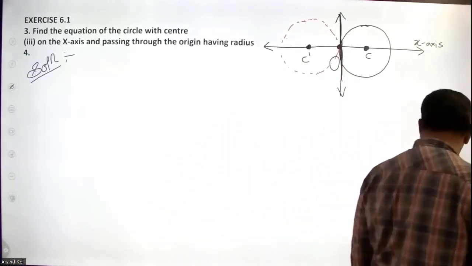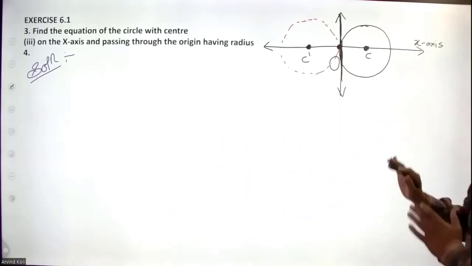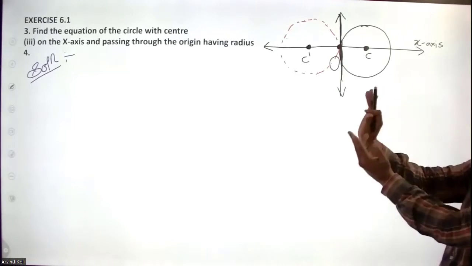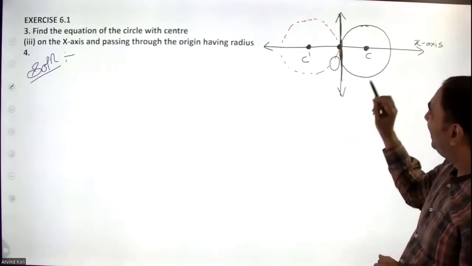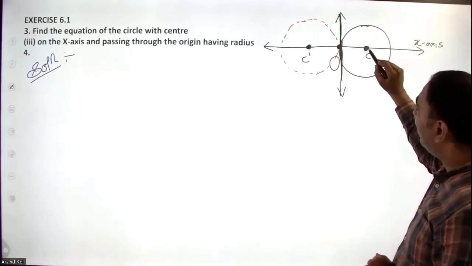समझ रहे हैं? आई होप यू आर अंडरस्टैंडिंग दिस पार्ट. तो सेंटर या तो राइट में हो सकता था या तो लेफ्ट में हो सकता था. इन बोथ द केस एक चीज सेम है. Center lies on the x-axis.